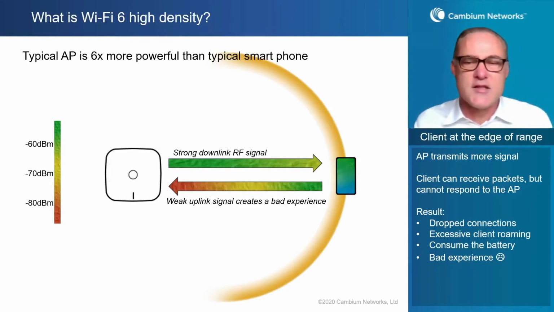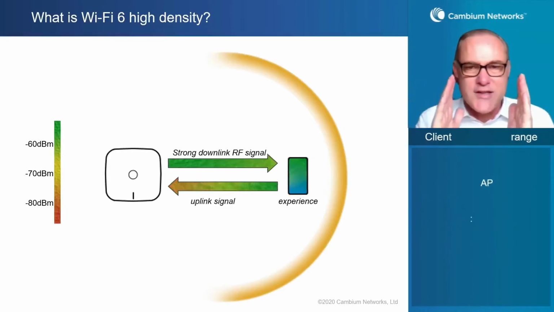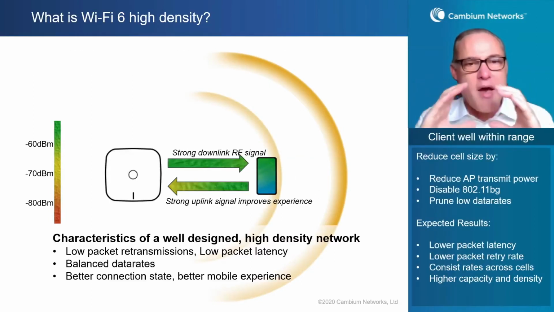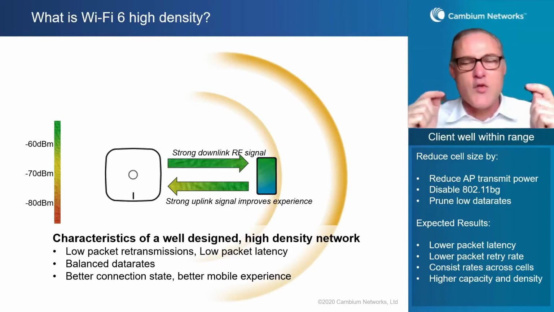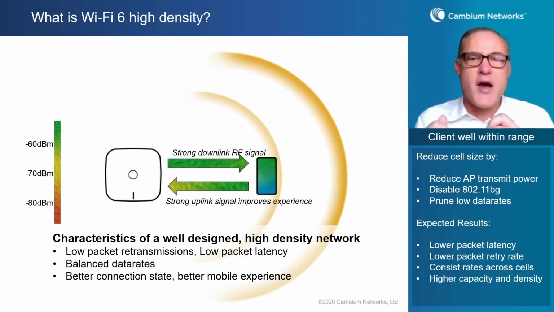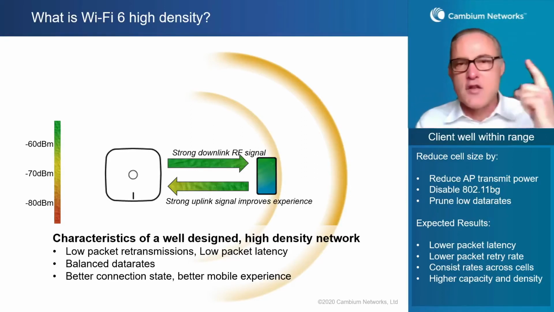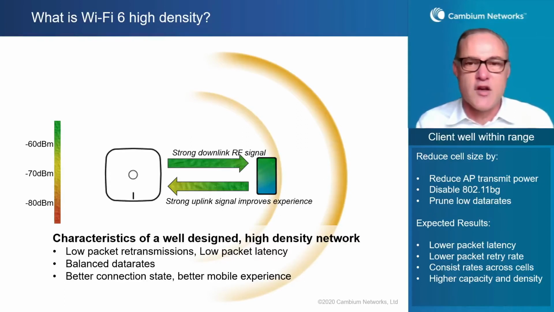So when you're designing a high density network, you want to start to shrink that cell size, get it down tight, where you have more balance and more consistency between the access point and the client, and a more balanced data rate in the network. The characteristics of a well-designed high-density network are low packet retransmission, which means low errors, and low packet latency. You'll see balanced data rates between the clients and the APs, and also as the client roams amongst other APs between the cells. Overall, you're going to get a better connection state and a much better mobile experience with a high density network design.